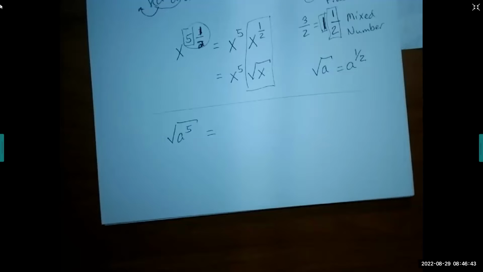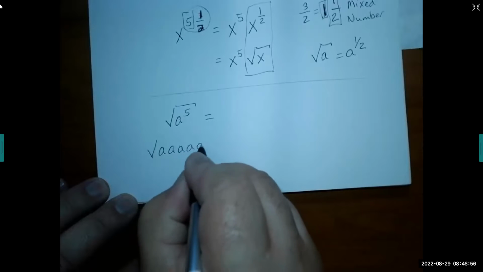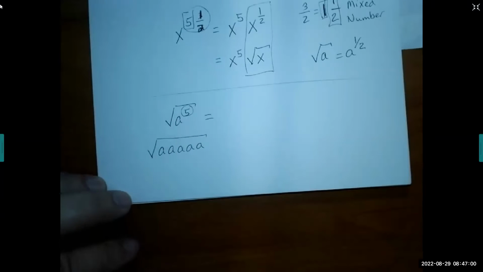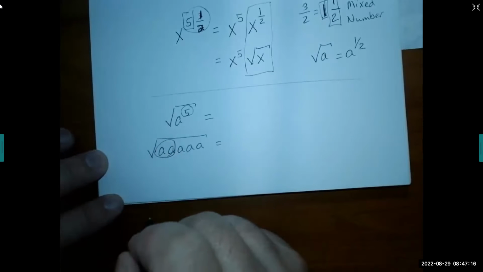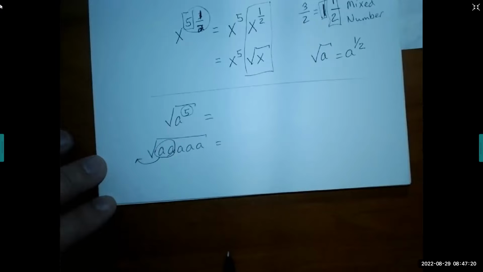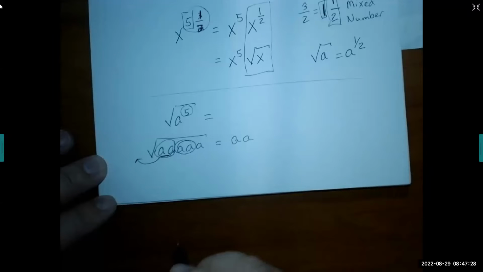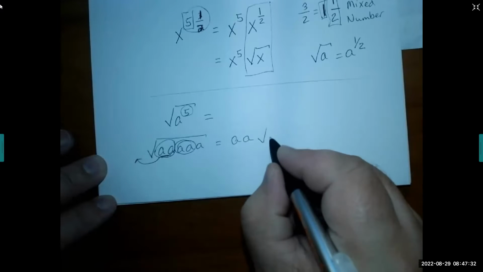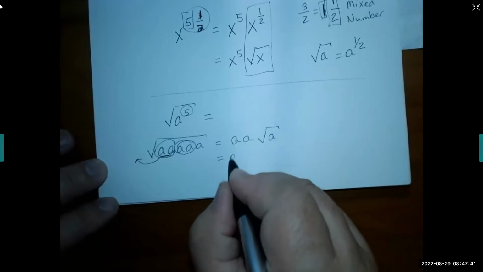What's your first step? You could, since there are 5 A's, I can do it this way. Everybody okay with that? How many of a kind do we need to take it out? Every pair inside there, one of them comes out. So there's that pair. There's another pair. And that one's by itself inside there. So the answer is A times A, which is A squared.